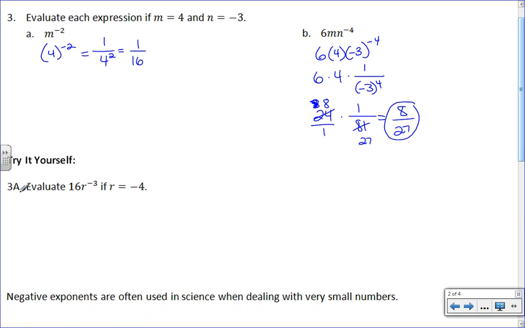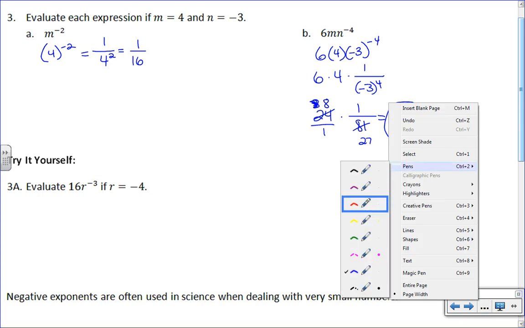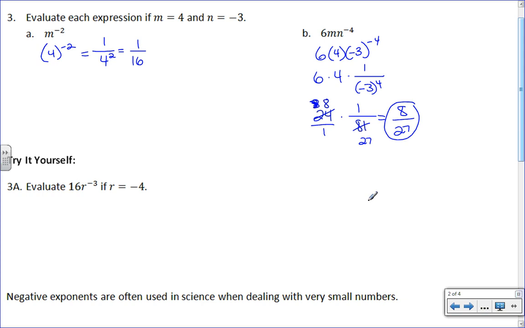So go ahead and pause the video and work through the try it yourself problem here. And when you're ready to check your answers, press play. Alright, for this one you should have gotten negative 1/4.